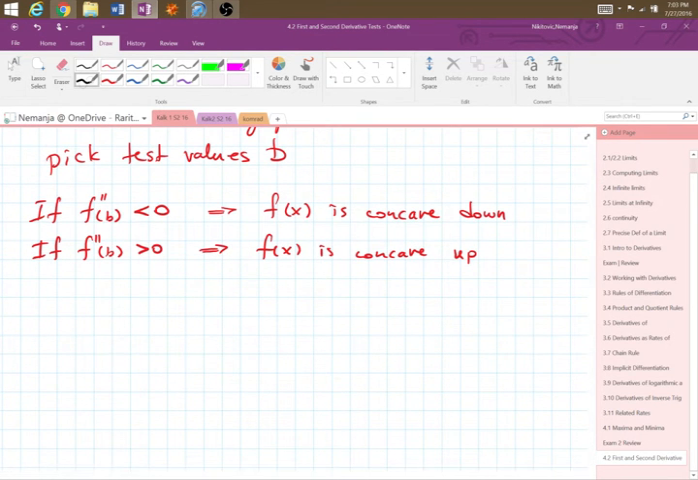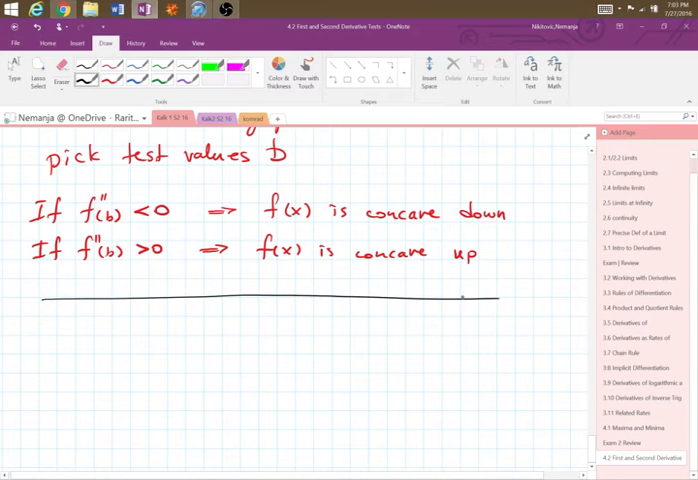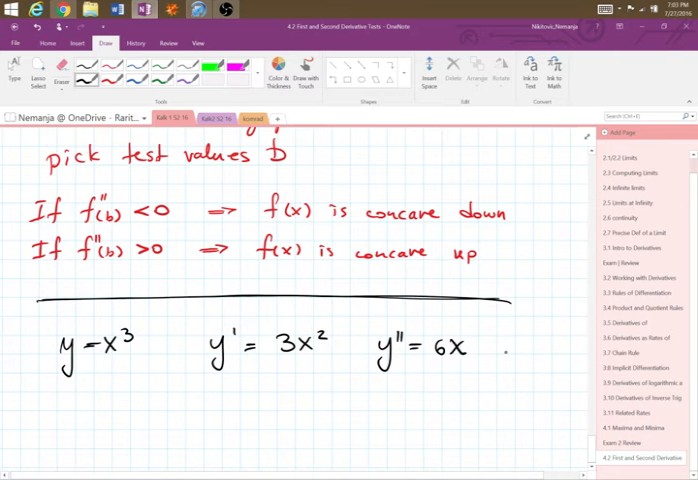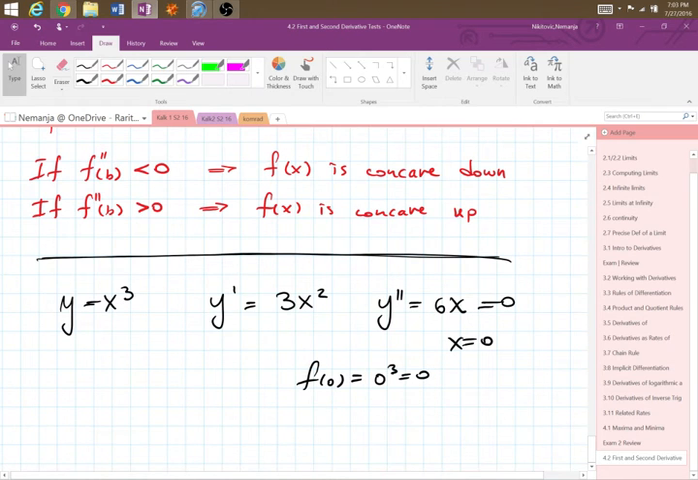So let's do this on the cheapest possible problem, y equals x cubed first. So we have the first derivative, y prime or f prime of x, whatever, is going to be 3x squared, and the second derivative is immediately 6x. Set that puppy equal to 0. You get x equals 0. Find the y value: 0 cubed is 0. And we have our 0, 0 inflection.